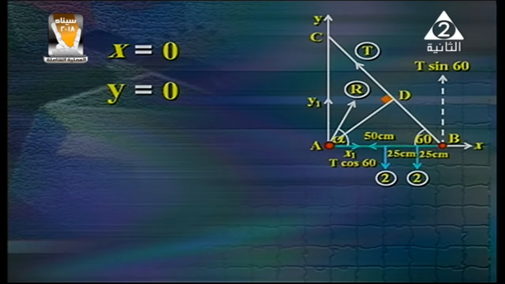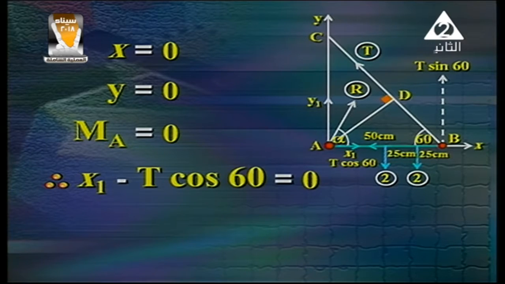Solution. Dear student, look at AB. The x-axis sum equals 0, the y-axis sum equals 0; these are the conditions of equilibrium. The first, the algebraic sum in the x-axis equals 0. The second, the algebraic sum of components on the y-axis equals 0. Third, the moment at any point in its plane equals 0.